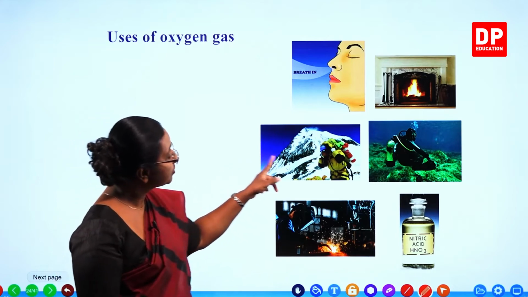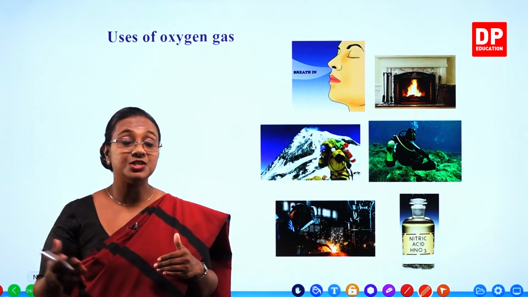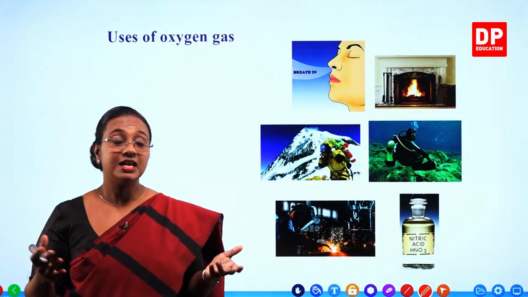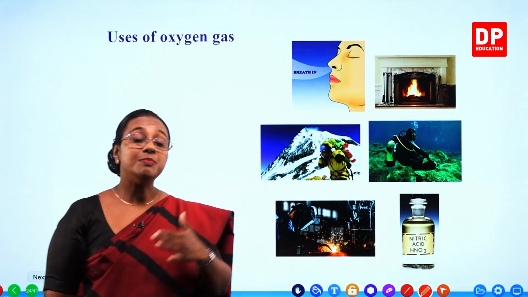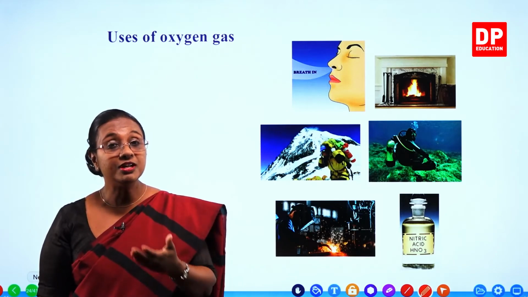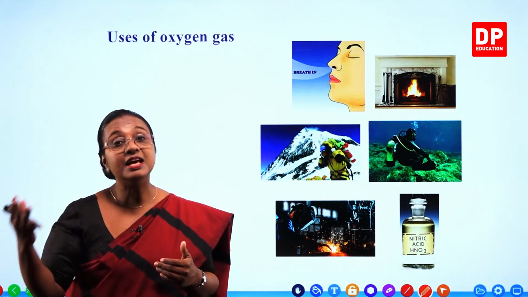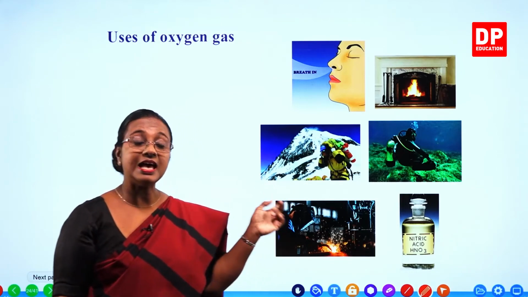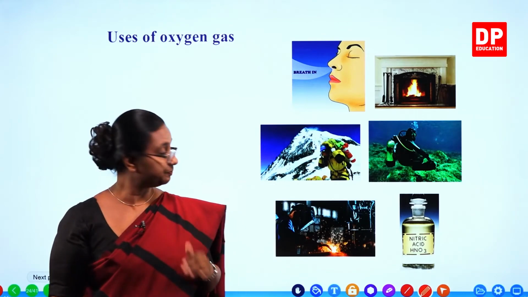Then, oxygen is filled into cylinders. Oxygen cylinders, you are familiar with that. Who are the people who use oxygen cylinders? Deep sea divers use it, mountain climbers use it, then people who go to outer space, they use oxygen cylinders. Even in the medical field, in the hospitals, there are patients, sometimes they need oxygen. So, there also we use oxygen to fill cylinders, and that is used for again breathing by different people.